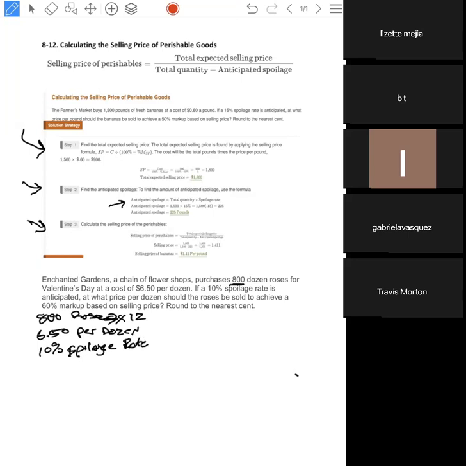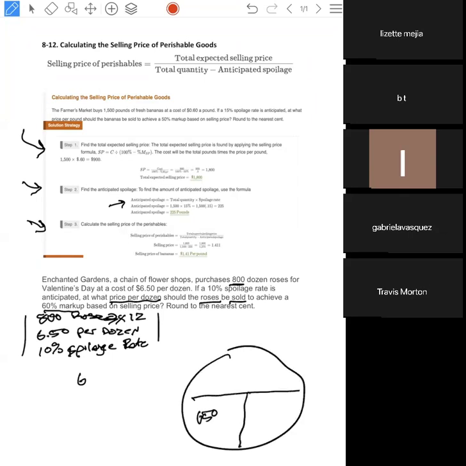And then the question: what price per dozen should the roses be sold at to achieve a 60% markup based on selling price? The first thing they want you to figure out is the total selling price. So you don't take the spoilage out yet. Most people attempt to take it out at the beginning. You first want to find out how much you hope to sell them all for. So again, they cost $6.50 per dozen, and they want a 60% markup based on selling price. Because we're trying to find selling price.